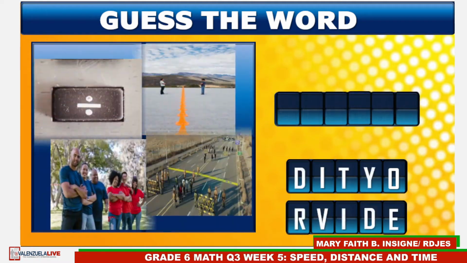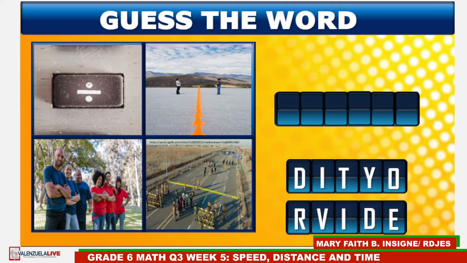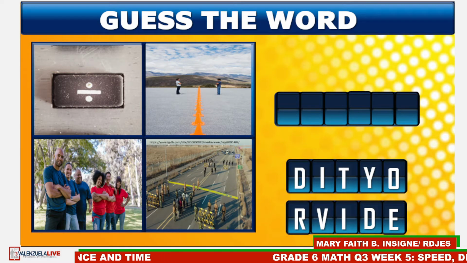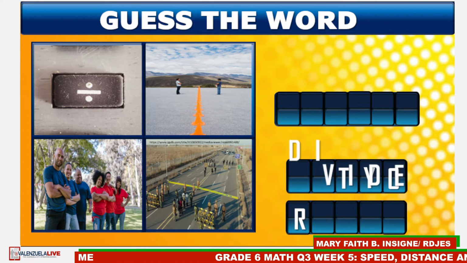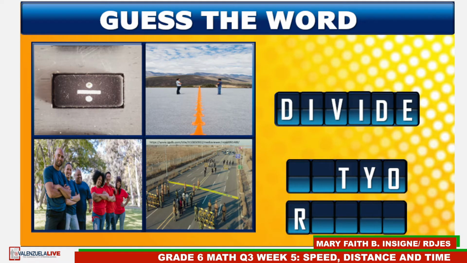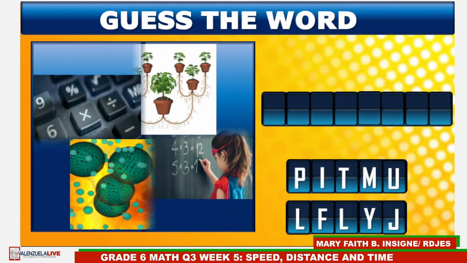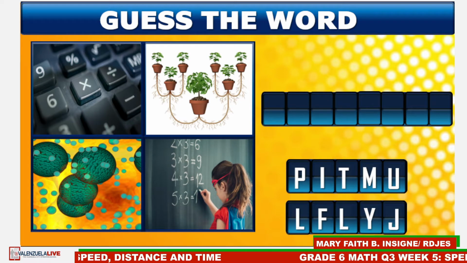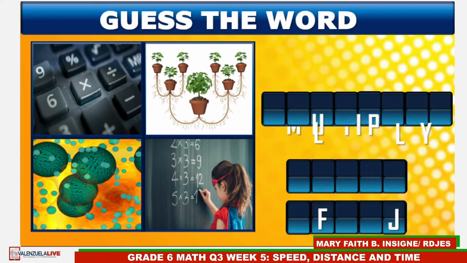Next, another 4 pictures. What do they have in common? You got the correct word. It's divide. Lastly, look at the 4 pictures. And here are the random letters. What do they have in common? Amazing job! The correct word is multiply.